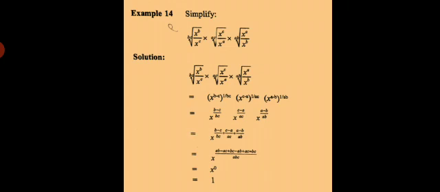Now after adding all these things, the terms will get cancelled. AB will get cancelled with minus AB, AC will get cancelled with minus AC, and BC will get cancelled with minus BC divided by A into B into C. 0 upon anything will be 0 only. You get x raised to 0, which is equals to 1.